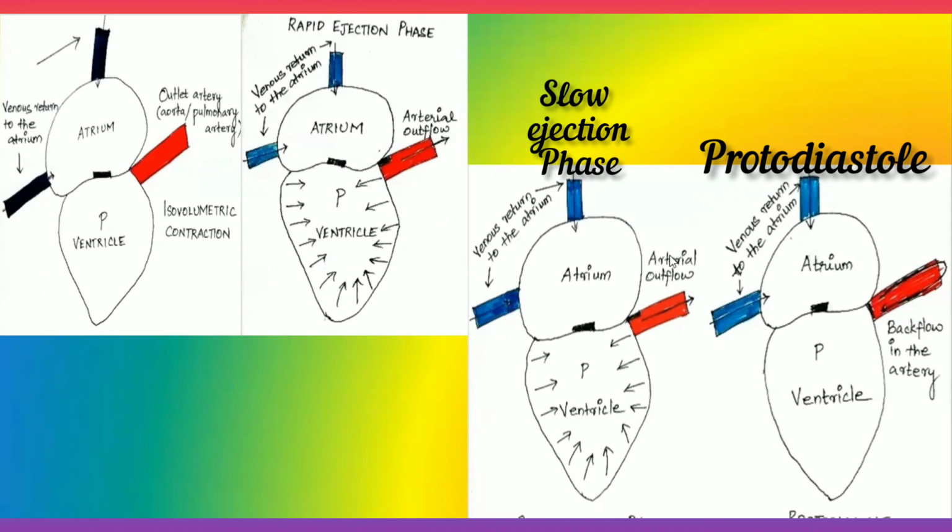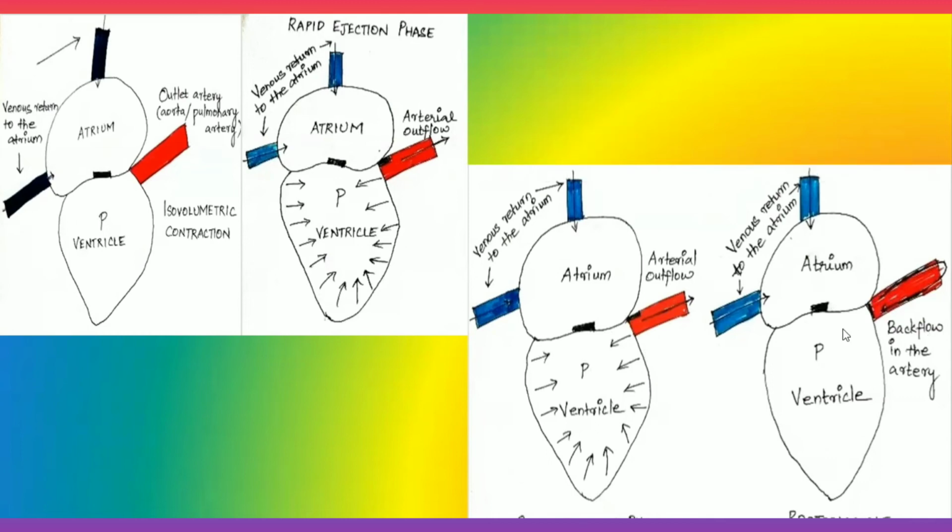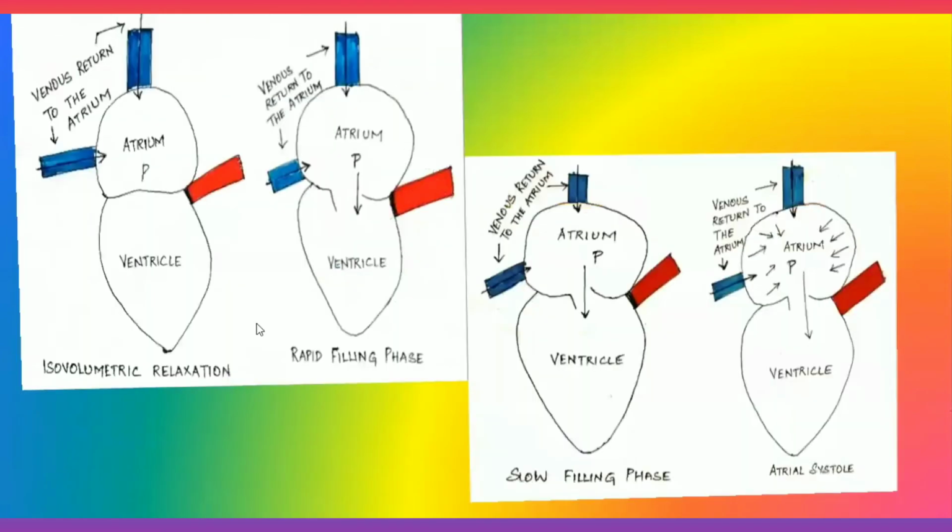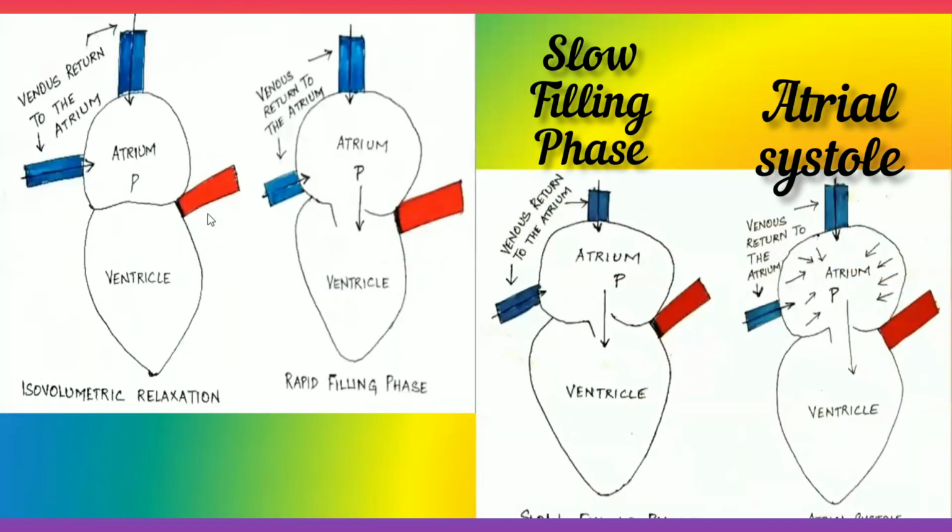The semilunar valves will open and the blood from the ventricle will go to the artery. Next comes the slow ejection phase. Here, the pressure in the ventricle is lower compared to the rapid ejection phase, so the blood will move at a slower speed to the pulmonary artery or aorta. This is the slow ejection phase. What is the protodiastole? Because there is more pressure in the artery, the blood will backflow toward the ventricle. To prevent that, the semilunar valves will close. This is the protodiastole. And what is isovolumetric relaxation? Both the valves are closed and the ventricle has the same volume during the relaxation time.